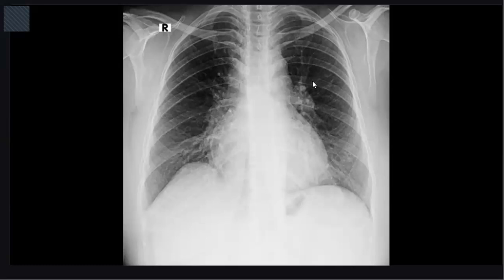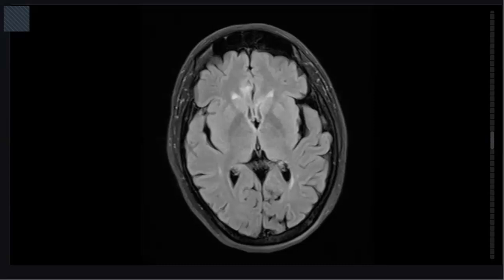So the possibility of this appearance could be a case of sarcoidosis with lung and brain affection. I will review the medical record of the patient and also assess the ACE level and the calcium level of the patient to confirm the diagnosis.